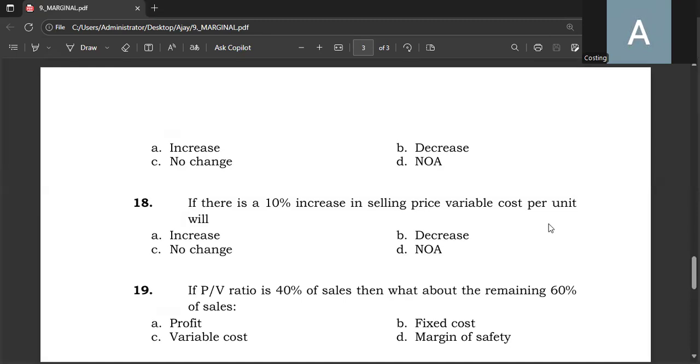Question 19. If PV ratio is 40% of sales, then what about the remaining 60% of sales? Option A, profit. Option B, fixed cost. Option C, variable cost. Option D, margin of safety.